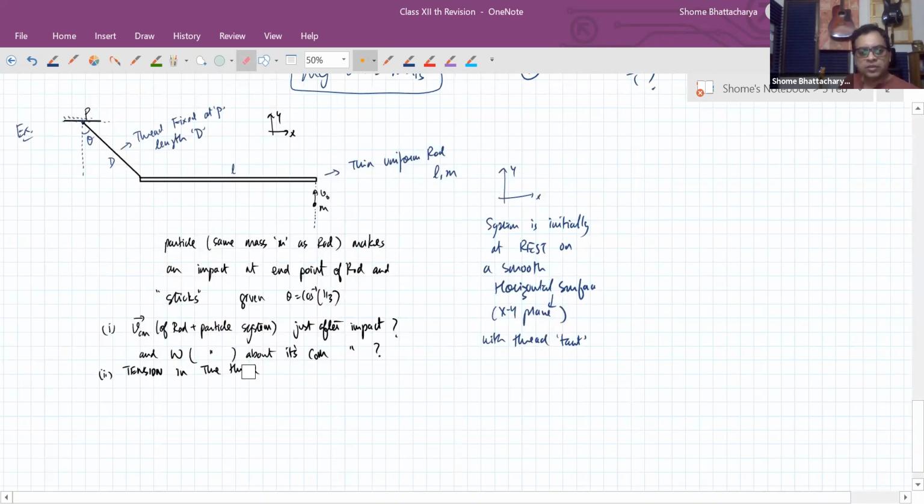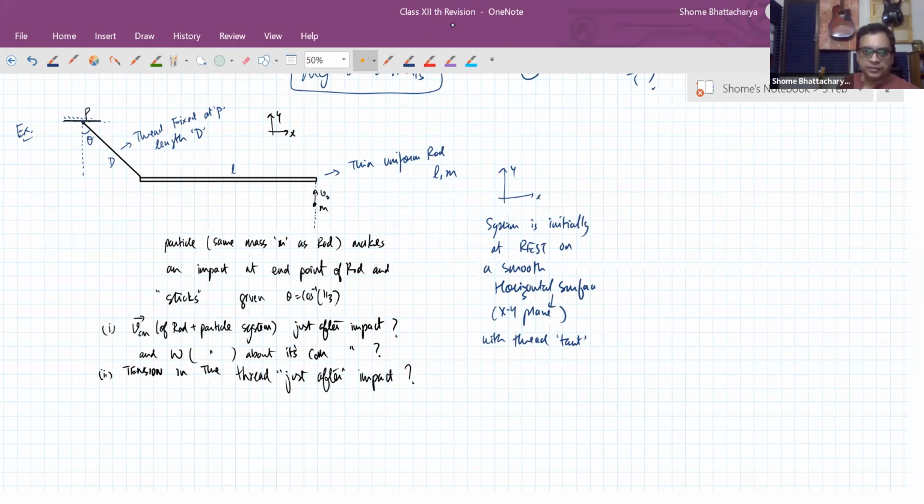Those who are seeing this question for the first time, I just want you to give it a moment and think of what principles we can apply over here. Then I'll come to it. What is the tension in the thread just after impact? Give a moment of thought and see what principles we can apply, what all things we can conserve, what all things we can't conserve, and whether there are any constraint relations that we can use.